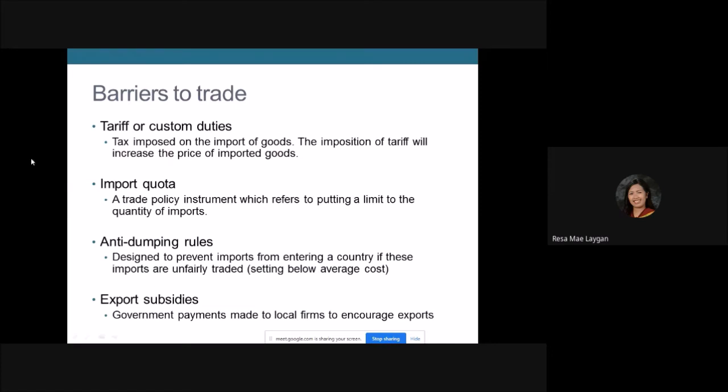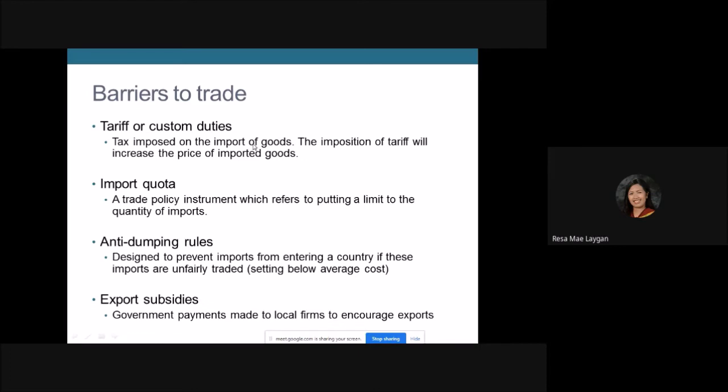So we have here the tariff or the custom duties. So these are the tax imposed on the import of goods. The imposition of tariff will increase the price of imported goods. Yun yung kanang mga tax, no? Levied on those imported na mga goods. Another is we have here mga import quota. So this is a trade policy depending on the quantity of imports. Like, hanggang dito lang yung quota ng import. So otherwise, meron na siyang additional na payment. So ganyan yung sa import quota. Like, it based on the limit, no, of quantity of imports.